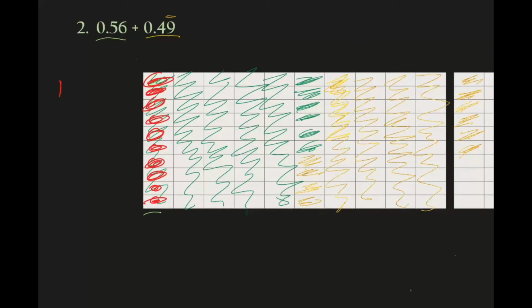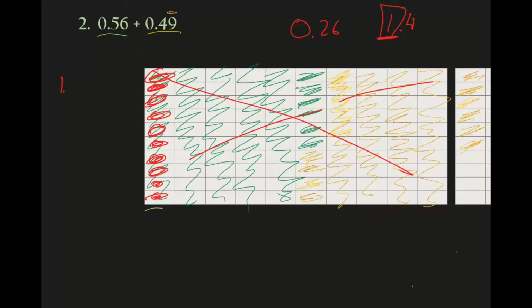So you know how in a decimal, let's say we have 0.26 or 1.4, you always have a number here. So this number is 1 for this problem. So we don't have to count this. We can just cross it off because we basically, in a way, already counted it. Let's just cross it off. Now we're going to count the other one. So that means we're going to count the ones from the second grid.